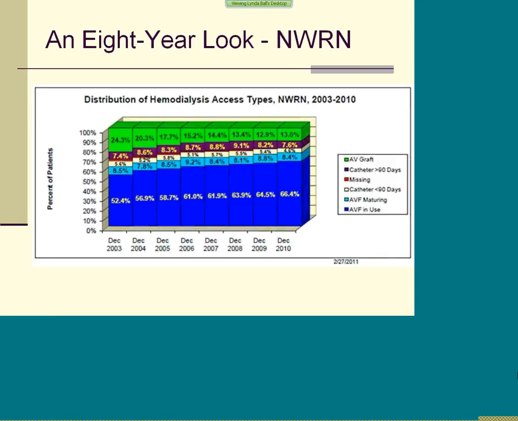So at the end of December 2010, you can see we had reached the national CMS fistula first goal of greater than 66%. We were at 66.4%. We reached that goal in November of 2010, and we're currently, yesterday's dashboard came out, and we are at 67.7% AV fistula rates. So hopefully when we see December 2011, it's going to be a lot less grafts.